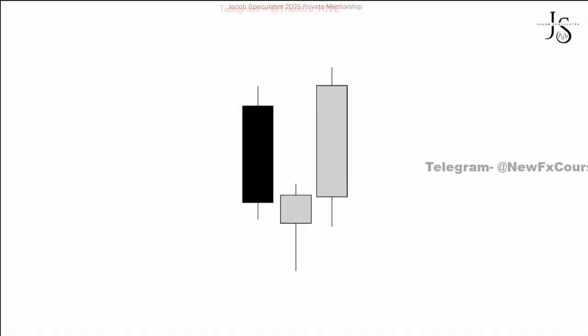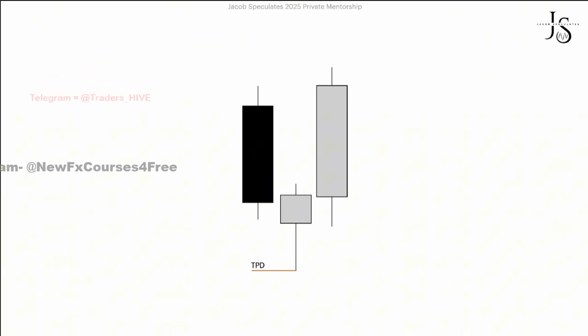So looking at the diagram, as you guys already know, this is elementary. You can see we have the 3-candle sequence. We have candle 1, candle 2 being the TPD, and we also have candle 3.